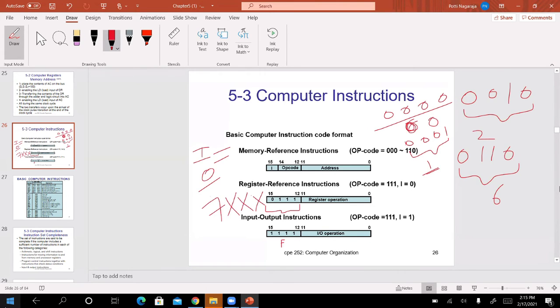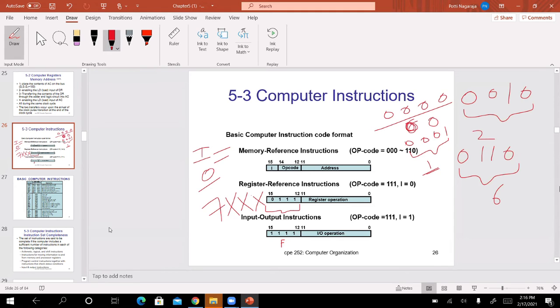Register, sir. So it is a register reference instruction. One more doubt you might have, sir: whether I will get 7 in memory reference? No, because the final opcode is only 110, so it is always 0110. So 0110 is 6, otherwise 1110, which is not 7. 7 always means register reference instruction, and input output instruction always starts with F.